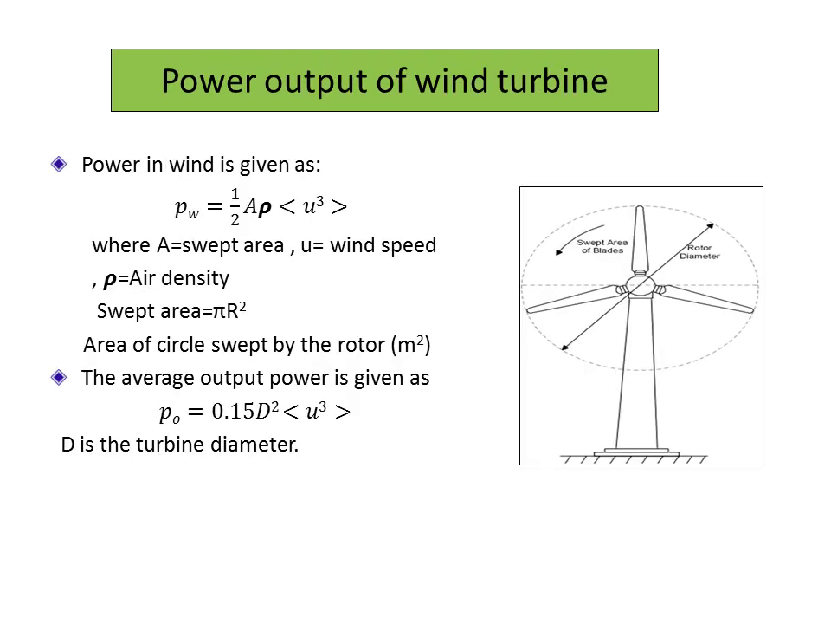Now let's see how we find the power output of a wind turbine. The power in the wind is given by the formula Pw = 1/2 A rho U^3, where A is the swept area, U is the average wind speed and rho is the air density. The swept area is given by the formula pi r squared, that is the area of the circle swept by the rotor. So the average output power is given by P0 = 0.15 d^2 U^3, where d is the turbine diameter.